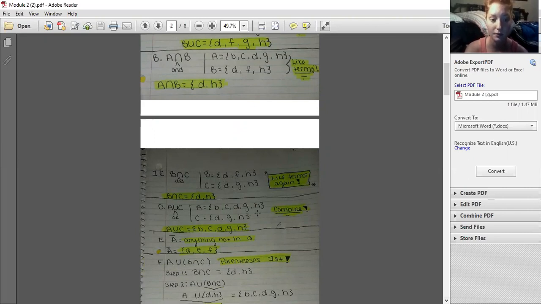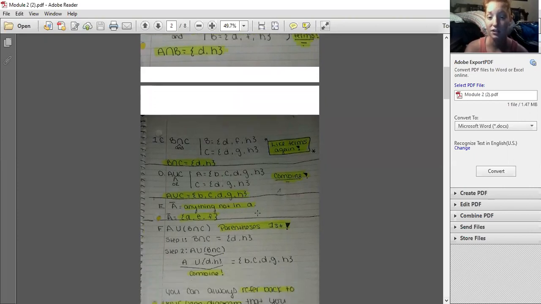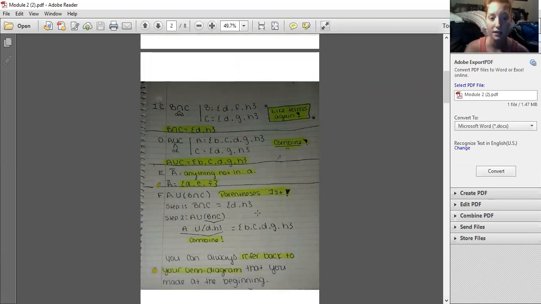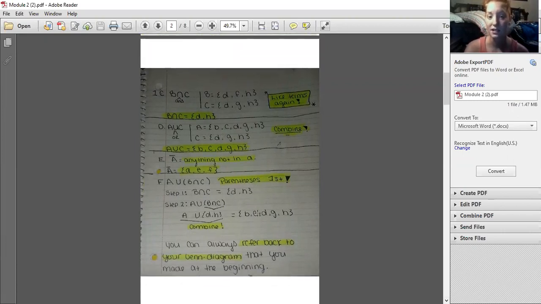Part D of number 1, we're going to be finding the union again. So the union of A and C. A has a set of B, C, D, G, and H, and C has D, G, and H. Well, A has D, G, and H, so we don't have to repeat it, so it'll just be B, C, D, G, H.